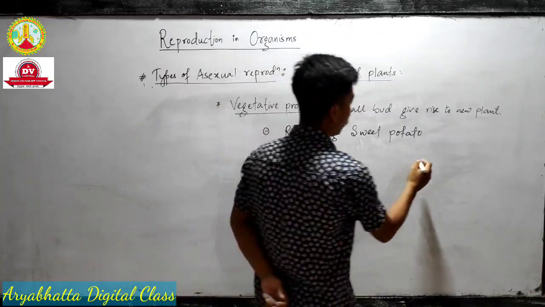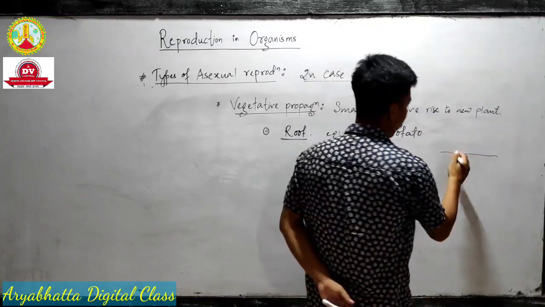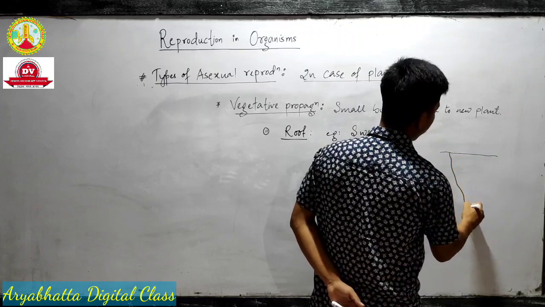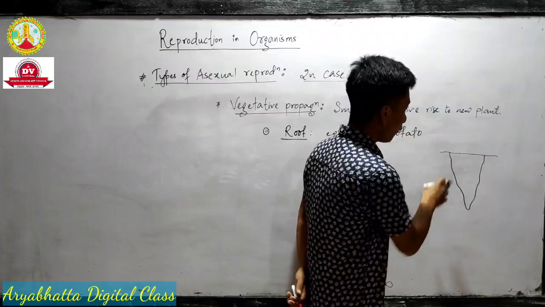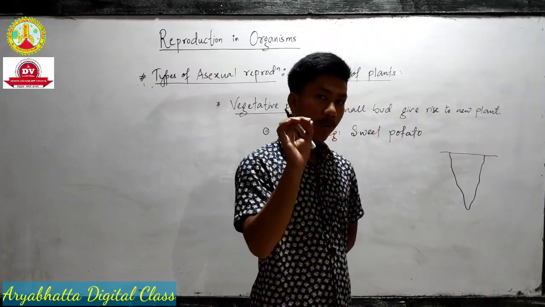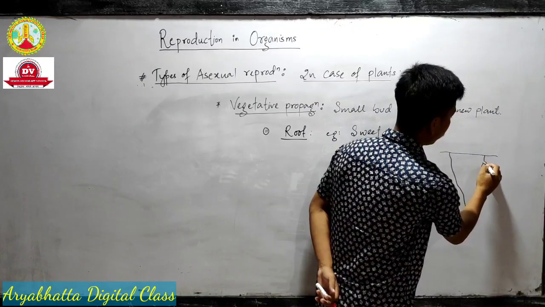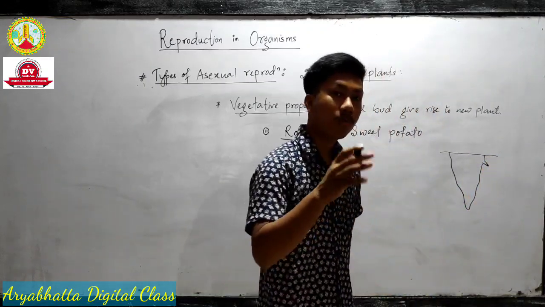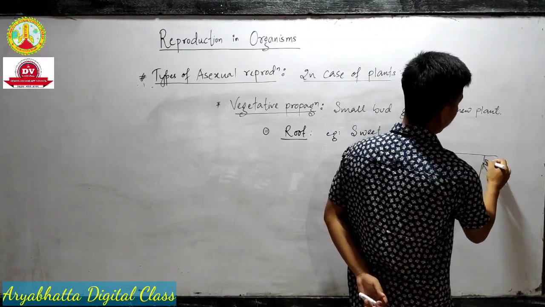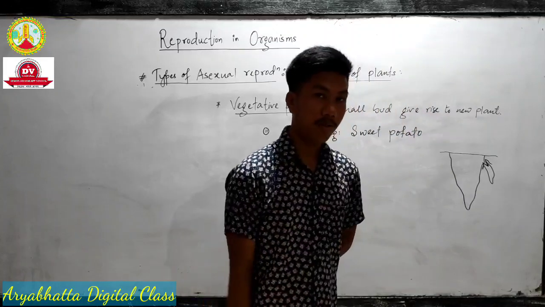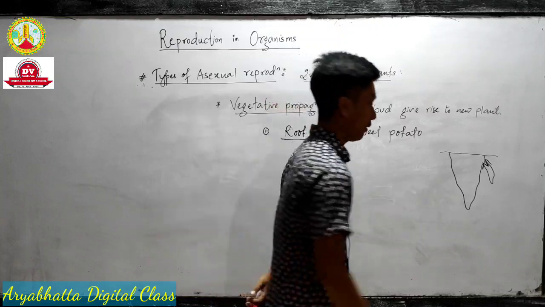Let me show you a quick diagram of sweet potato. This is the soil region, and inside the soil there is a root part which is irregular in shape. Let me show you the rough diagram. From any part of the root region, a small tiny bud develops. Suppose from this part a small tiny bud develops. This bud gives rise to a new individual. It grows in size and gives rise to a new plant, and those buds are called radical buds.